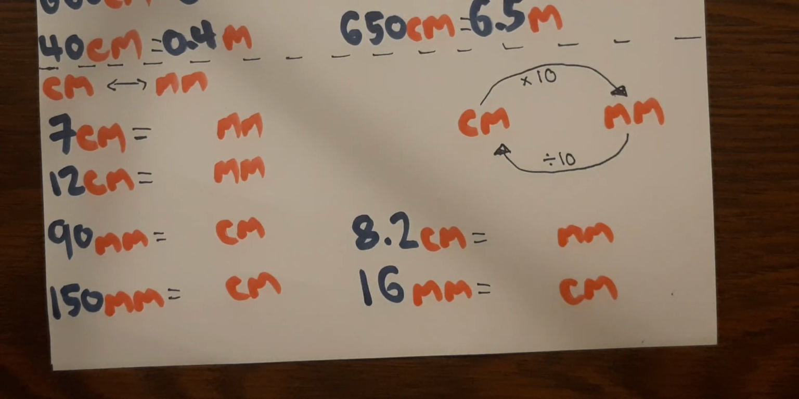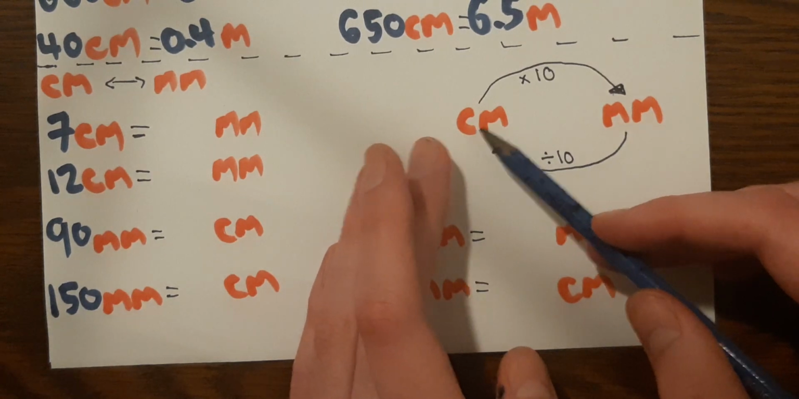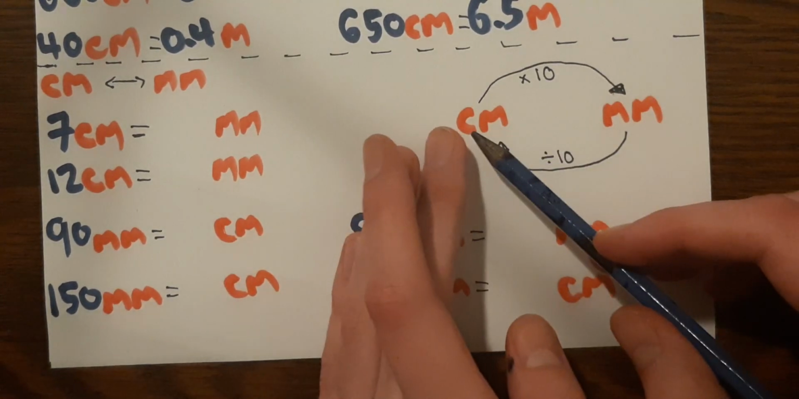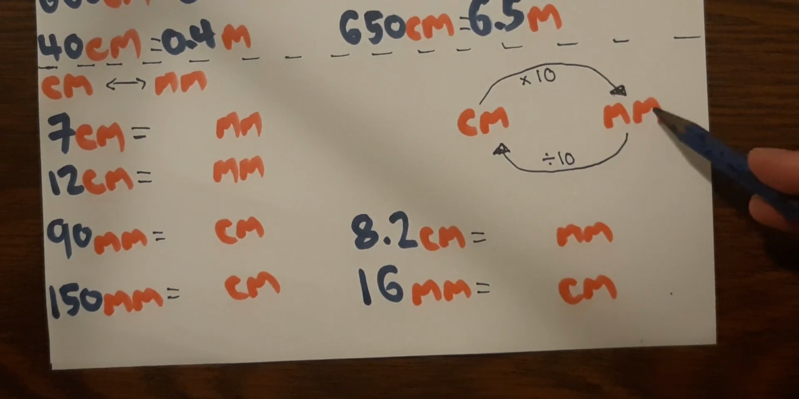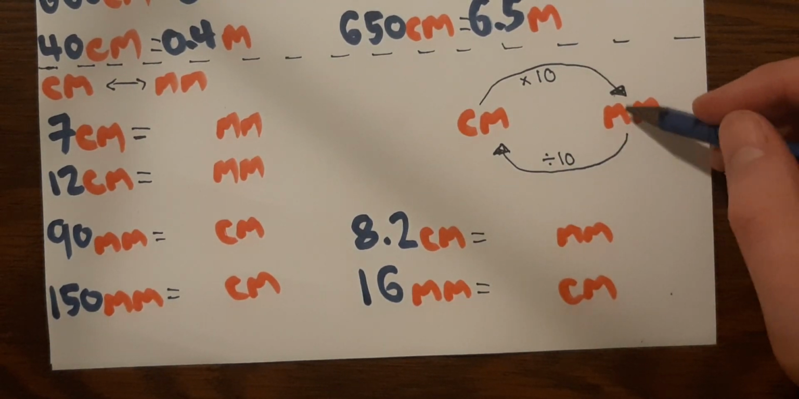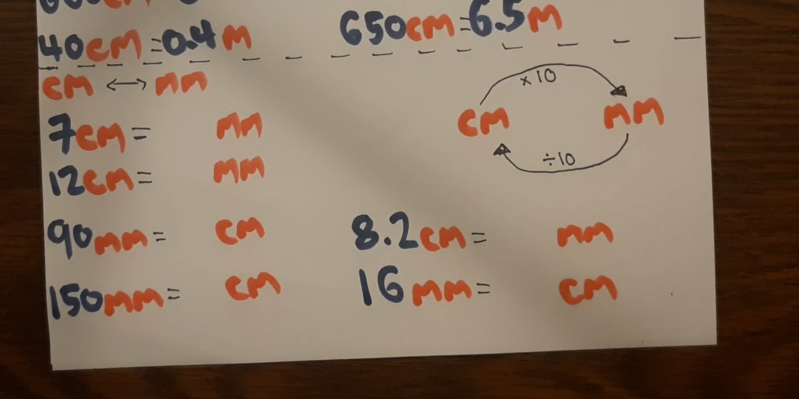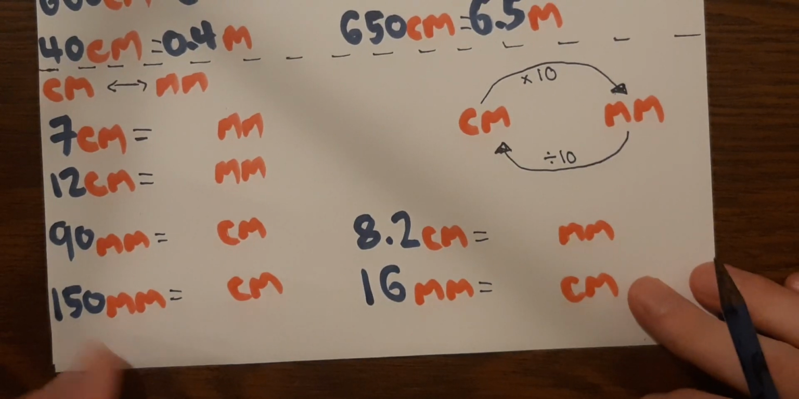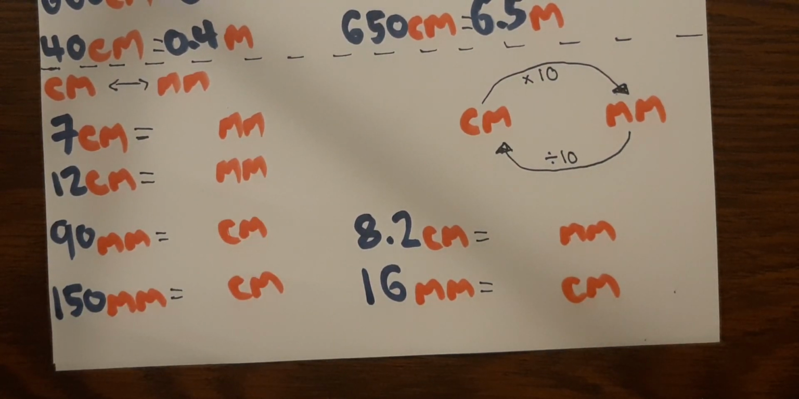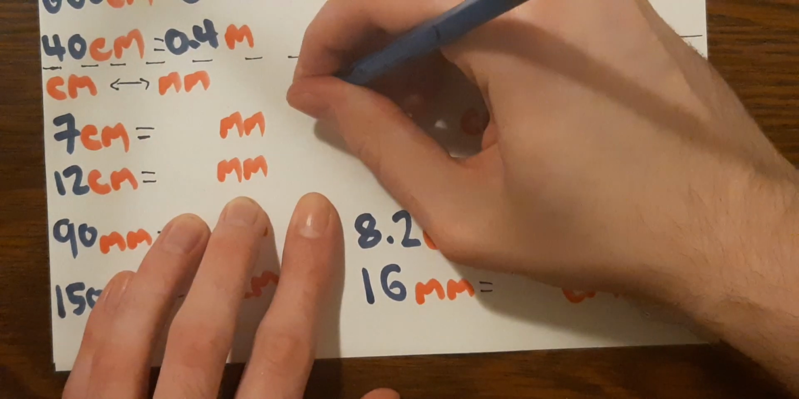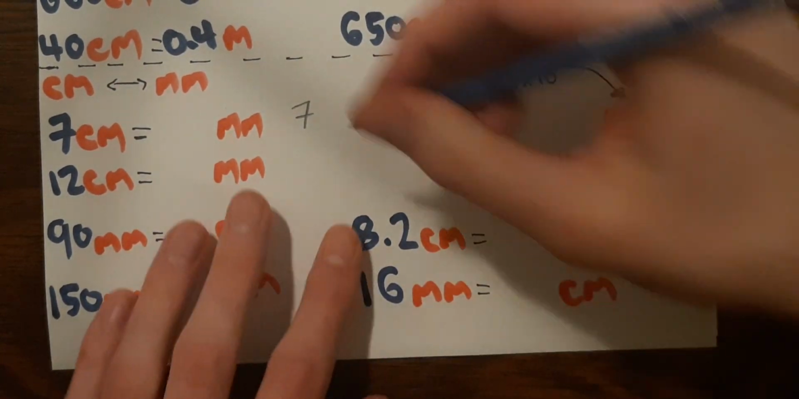So, if we look at this, remember the bigger unit goes on the left, smaller unit on the right. If we're going from centimeters to millimeters, we're going to times it by 10. And if we want to go from millimeters to centimeters, we're going to divide it by 10, okay? Easy enough. So, first example, we got 7 centimeters. We want to know how many millimeters is that. So we take the 7, and we're going to times it by 10.